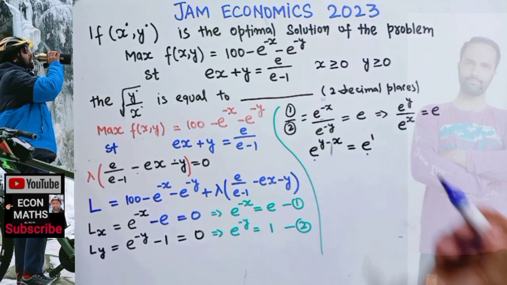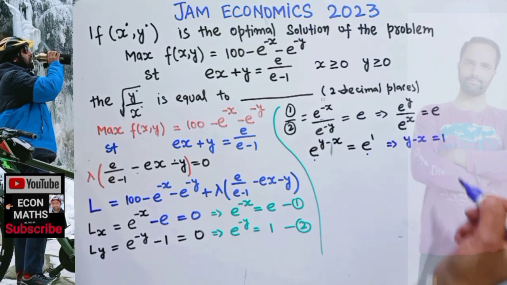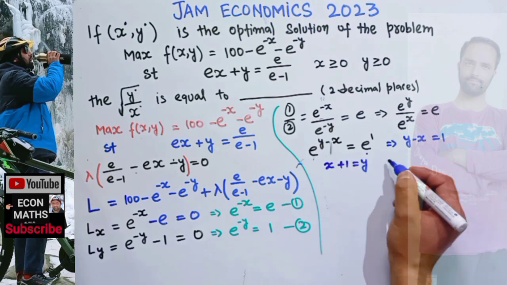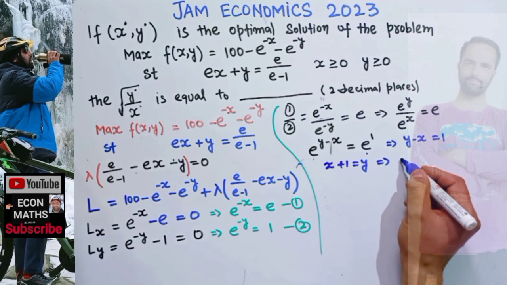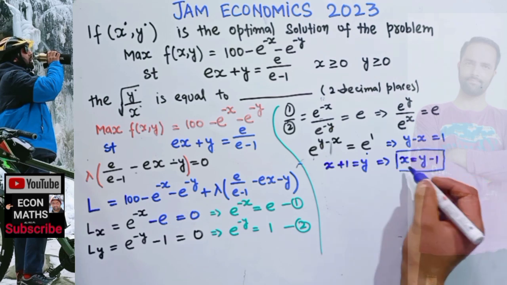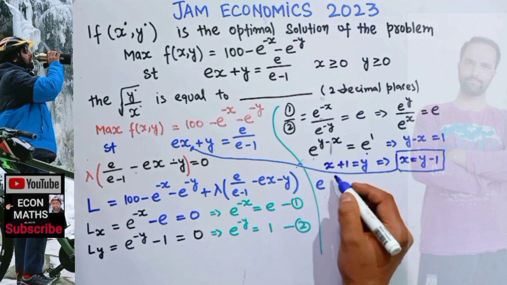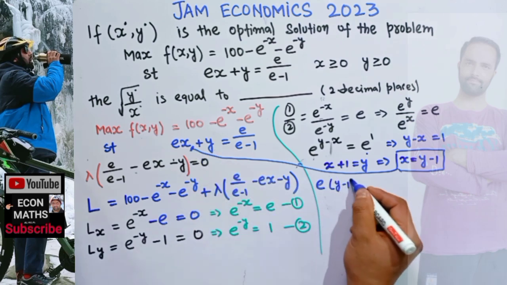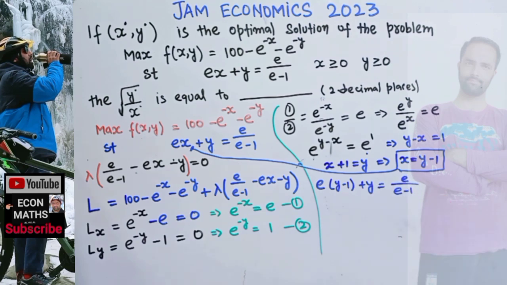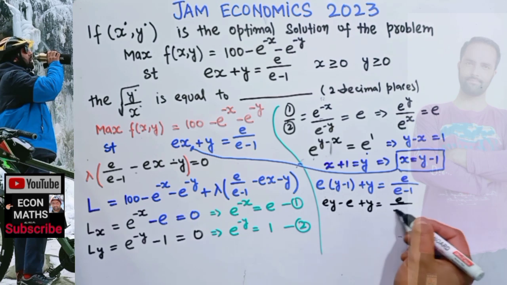Okay, since we have the same base here, we can equate the exponents. That implies y minus x should be equal to 1, which implies x plus 1 is equal to y, or we can write it in this fashion, that is x is equal to y minus 1. We plug the value of x equal to y minus 1 into the constraint function, so in place of x we have y minus 1, plus we have y, which should be equal to e upon e minus 1. Or let's multiply here, we will get ey minus e plus y is equal to e upon e minus 1.